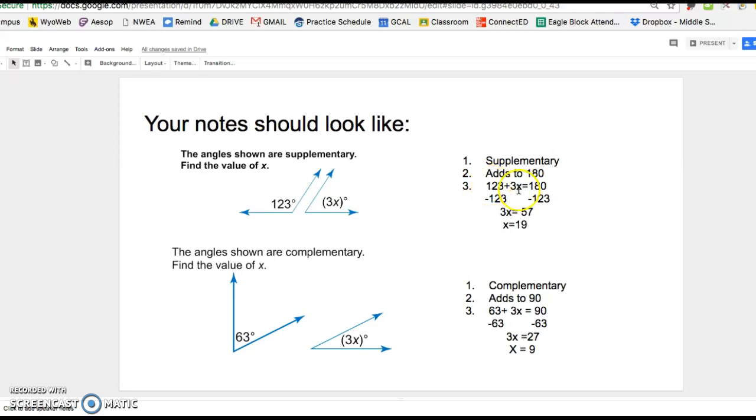So your equation would be 123 plus 3x is equal to 180 for step 3. You would subtract 123, and then you'd be left with 3x equals 57. You divide by 3 and get x equals 19. For the second slide that I had you guys do, it becomes complementary. It adds to 90. 63 plus 3x is equal to 90, and then you would subtract 63 and get 3x equals 27 and x equals 9.